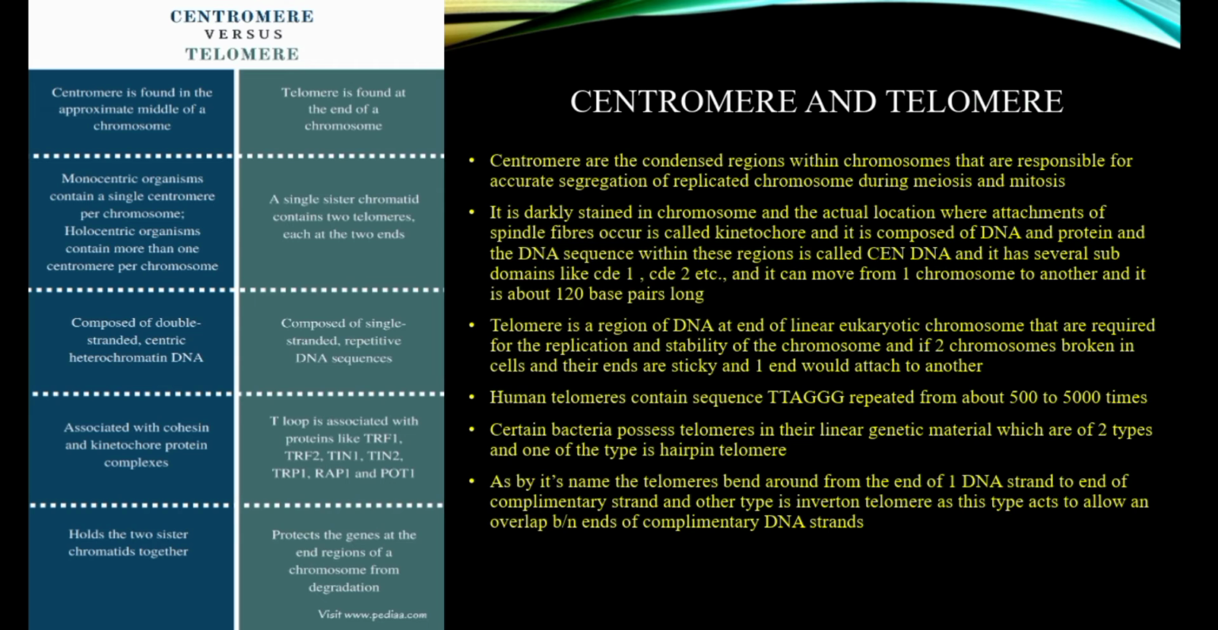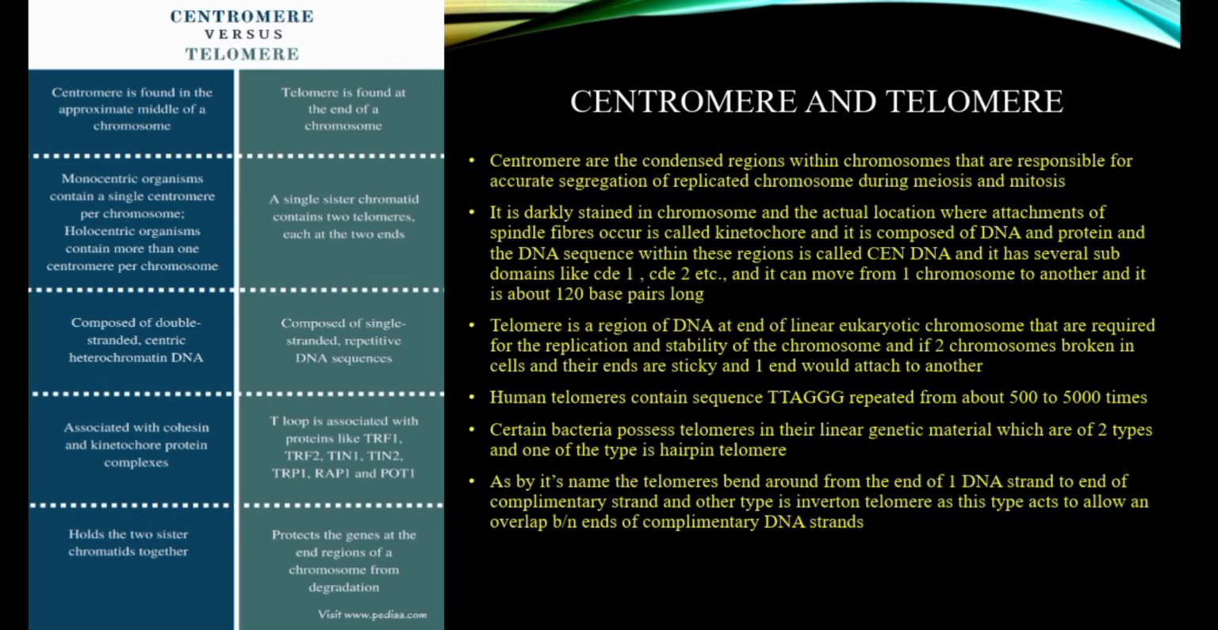Now coming to the telomere, it is a region of DNA at the end of each linear eukaryotic chromosome. It is required for replication and for the stability of the chromosomes. If two chromosomes break in the cells, their ends will be sticky, and by this sticky nature, one end will get attached to another. Human telomeres contain a sequence like TTAGGG, which is repeated 500 to 5000 times.